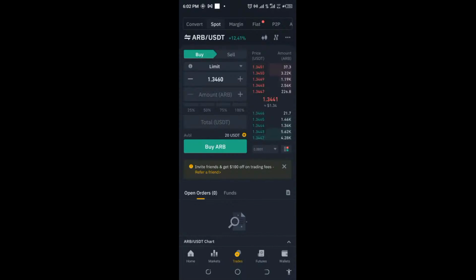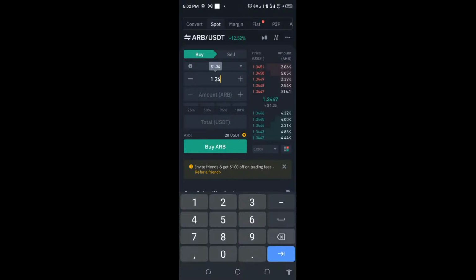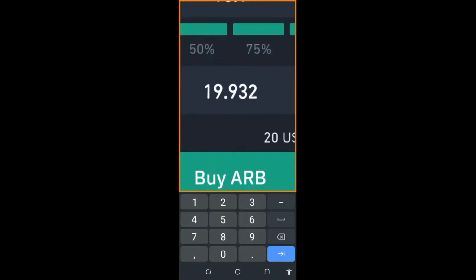So currently the price is at 1.34. I'm going to take this down to 3.2, and then I would pick up the entire 100. Well, it's not picking up everything though. It's just picking up 19.93, but that's fine.